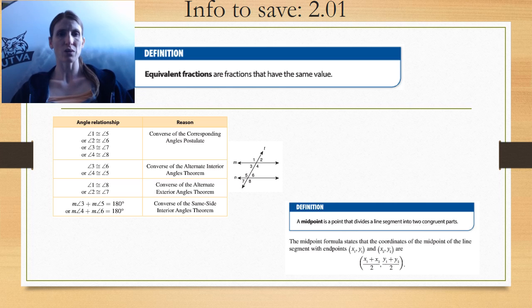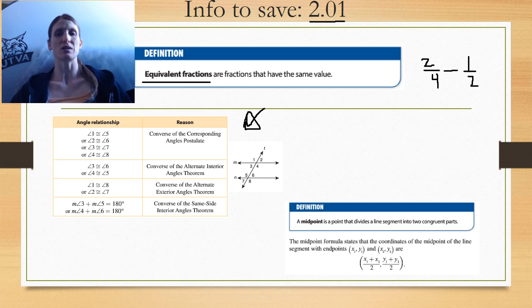All right, so first of all, I want to go to our 2.01. 2.01 was a lot of reviewing material, in particular the converses. We've already seen this before, so I'm not going to focus too much on that. It was a review of that. Equivalent fractions, you should already know how to solve these as well. This would be like if I had 2/4 and 1/2. These are congruent or equal because they reduce to the same thing. So those are equivalent fractions.